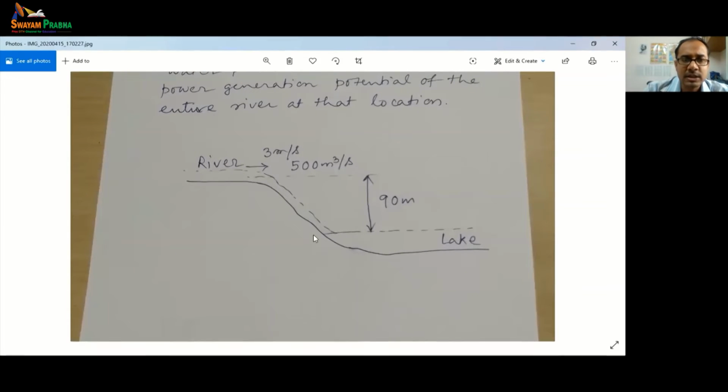So if you see this, a river is flowing from your left hand side at certain height, and then it falls by about 90 meter to reach the surface of the lake. You can take the lake as the bottom level beyond which it does not go, and the lake is big enough so that the level does not change. And at the point of just falling there, the velocity is 3 meter per second and the volume flow rate is 500 meter cube per second. This is the problem statement.